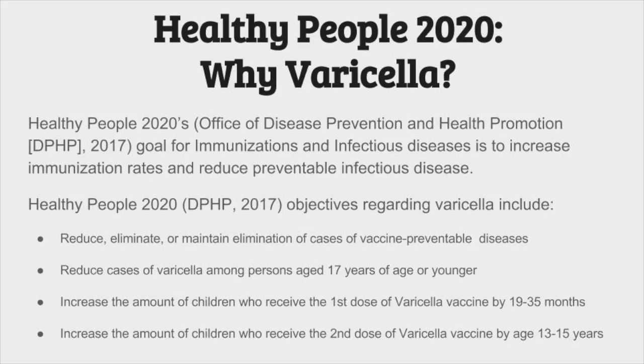Listed as an infectious disease objective in Healthy People 2020 from the Office of Disease Prevention and Health Promotion, reducing the incidence of varicella is a national goal. Listed interventions to reach this goal are to increase the amount of children who receive the first dose of varicella vaccine by 19 to 35 months of age, and also to increase the amount of children who receive the second dose of varicella vaccine by age 13 to 15 years.